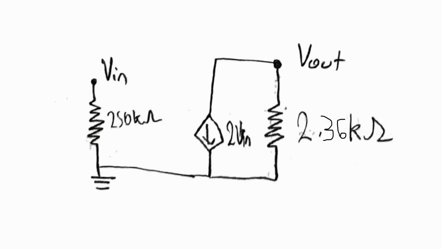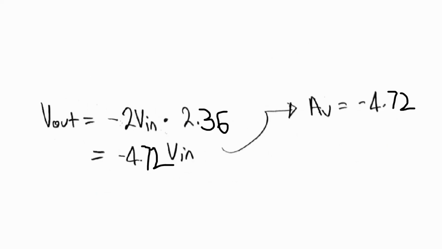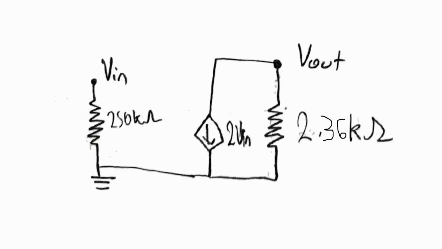The equivalent resistance of those 2 resistors in parallel is 2.36 kiloohms. Multiplying the current, which is 2 times Vin, by the resistance, which is 2.36 kiloohms, we get that the voltage drop across this resistor is 4.72 times Vin. And since this is a drop of voltage from 0 volts, we get that the voltage at Vout is negative 4.72 times Vin.